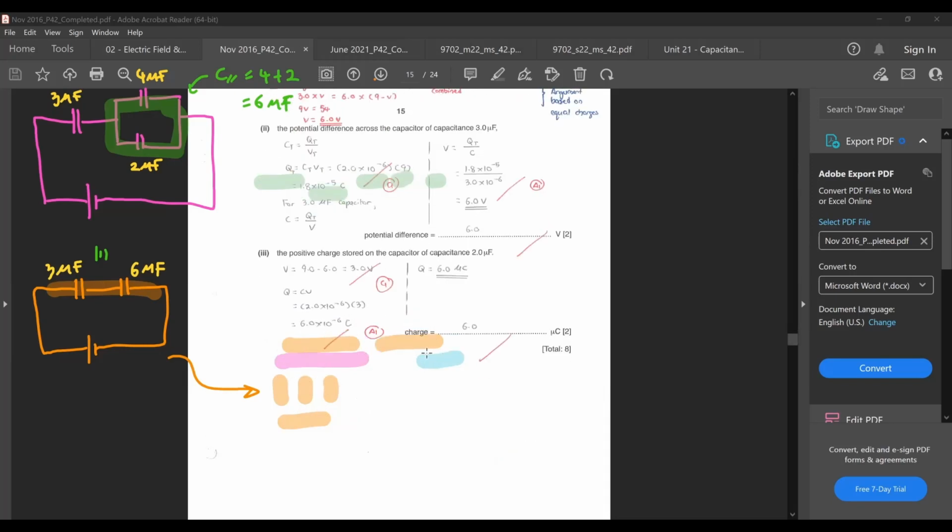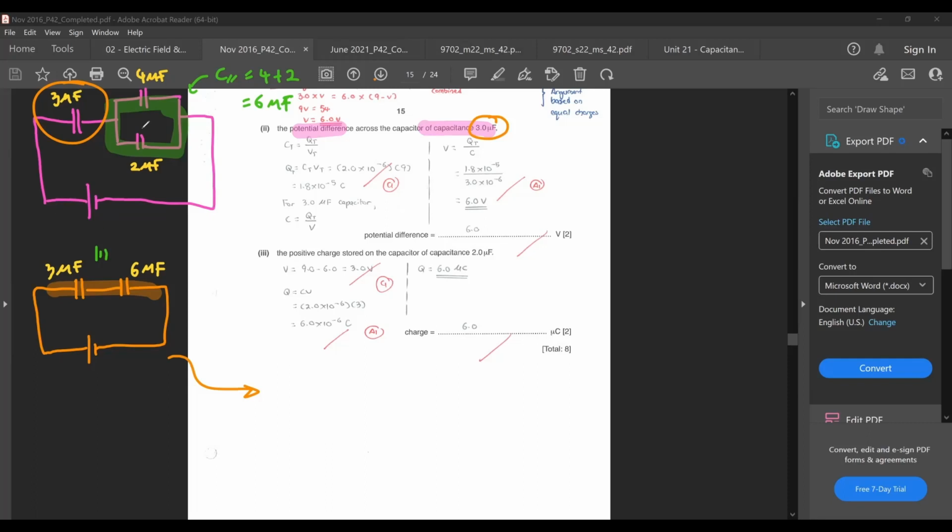Okay, then after that, you are now asked to find out the PD across capacitor or capacitance 3 microfarad. So the one that you're looking at here is the 3 microfarad capacitor, which is this one. They want the PD across this 3 microfarad capacitor.